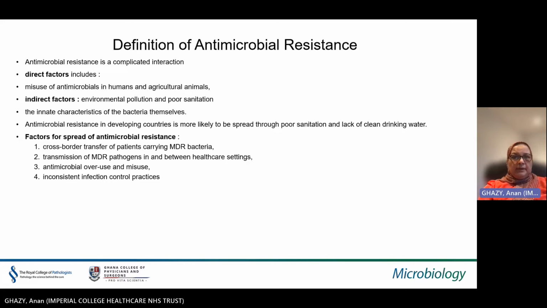Cross-border transfer of patients carrying multi-drug resistant bacteria, and the transmission of multi-drug resistant pathogens in and between healthcare settings. Also, antimicrobial overuse and misuse, and inconsistent infection control practices.